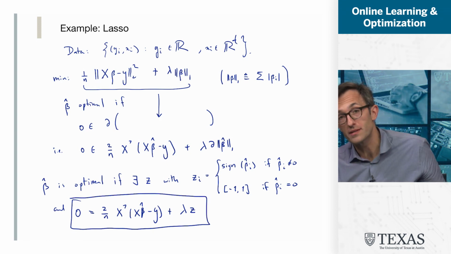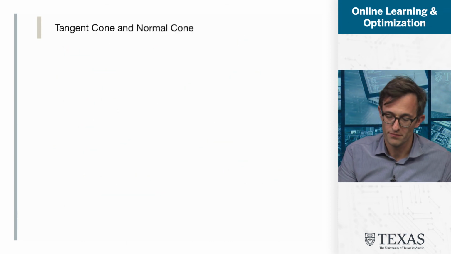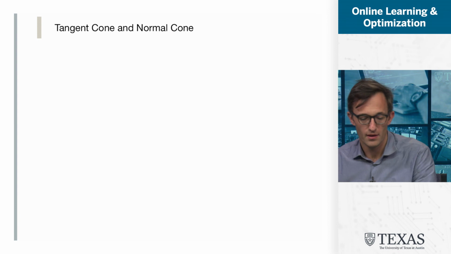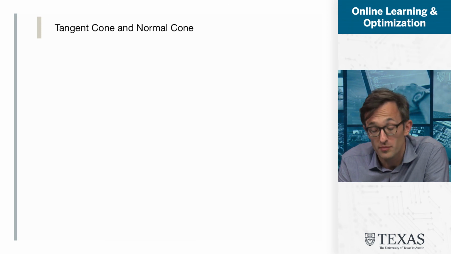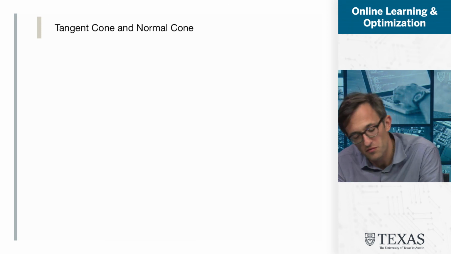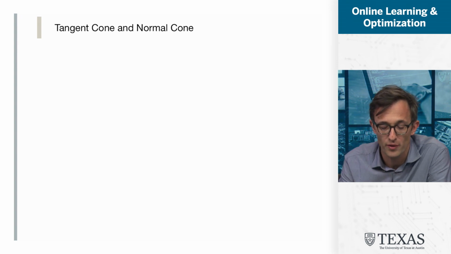Is this enough for us to solve beta hat? Not quite, but it is a characterization that's very useful. So we've talked so far about a characterization of optimality for convex problems that are not constrained, some differentiable or non-differentiable. So it's time to move to the setting where we have constraints.